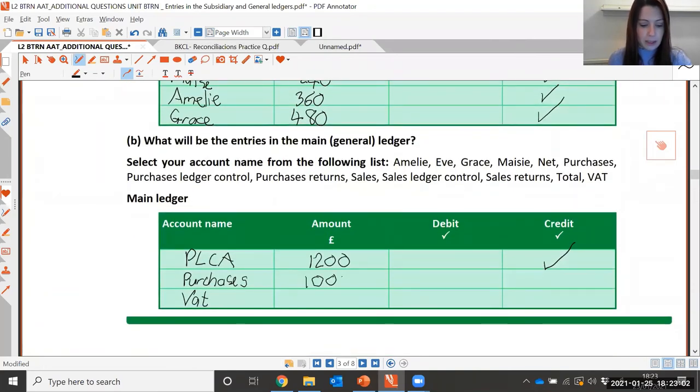Yeah. Purchases is an expense account. Expense falls on the debit side and it's increasing. So it's a debit. And then we've got VAT of 200. Will that be a debit or a credit? Yeah, it's a debit. Because remember, we can reclaim VAT on purchases, so it'll reduce the VAT liability. And also we know that these two debits should equal our one credit.